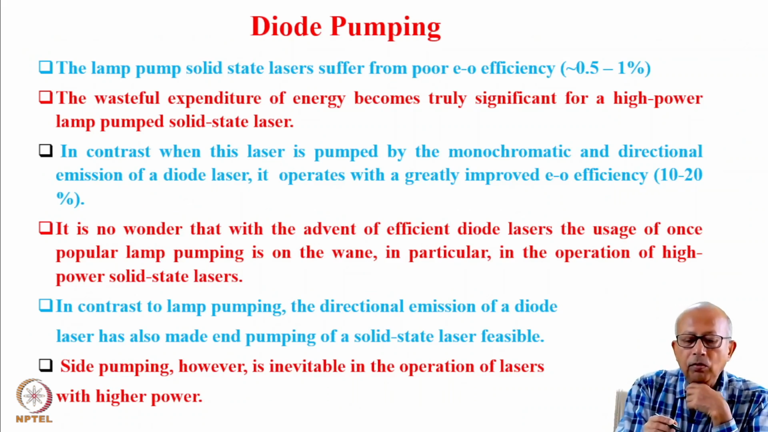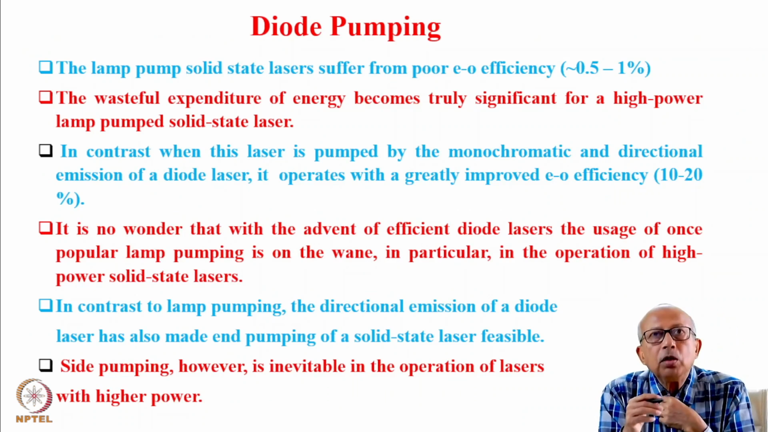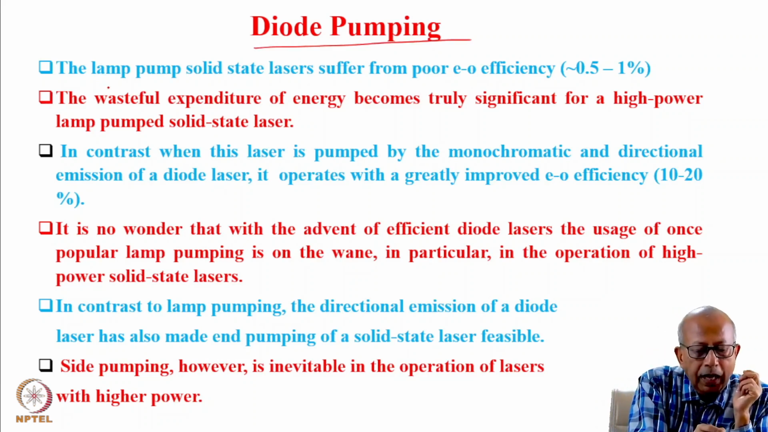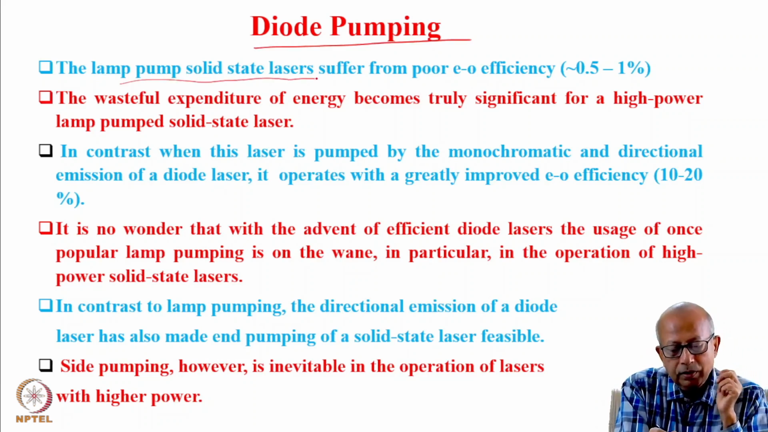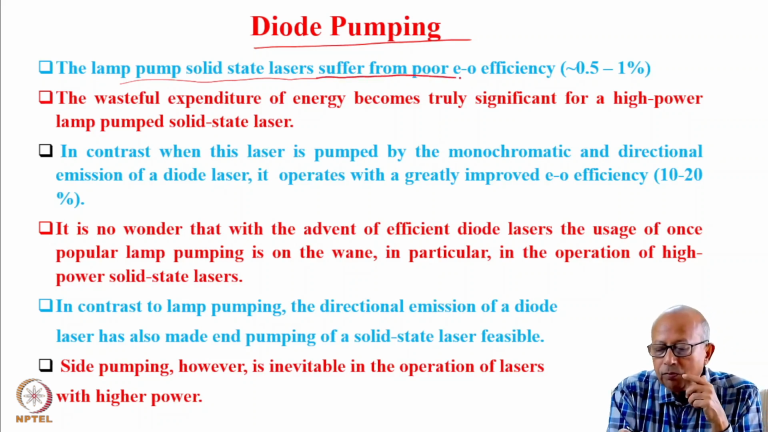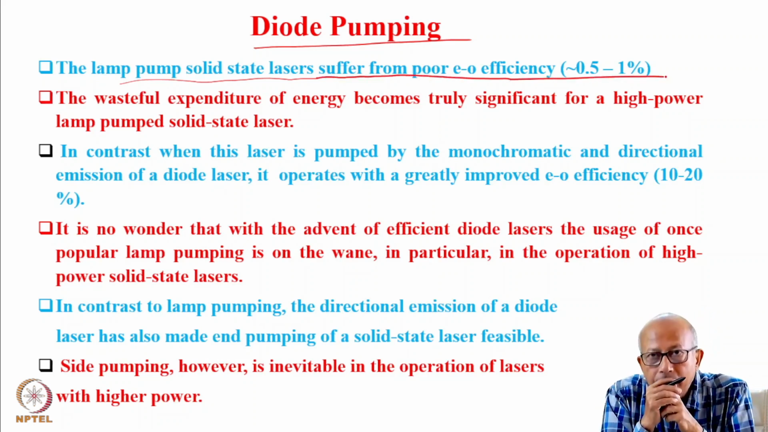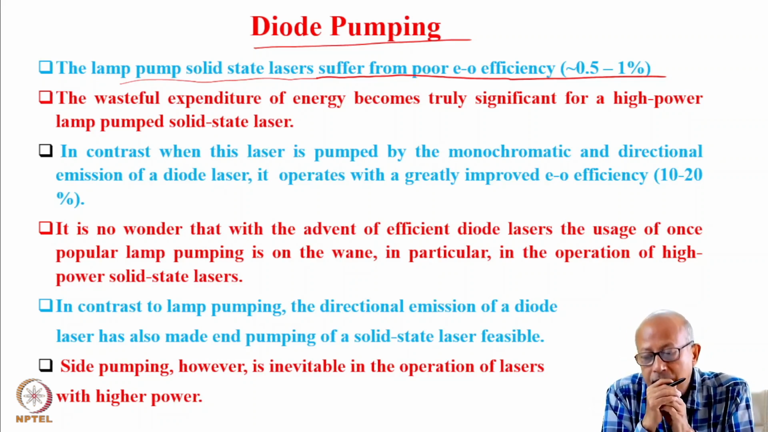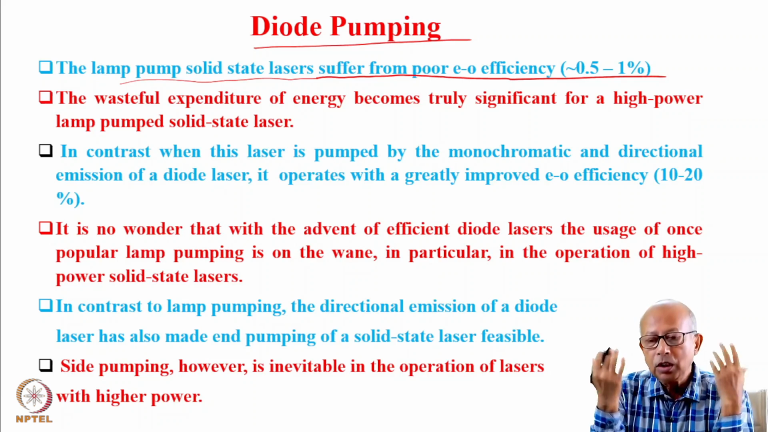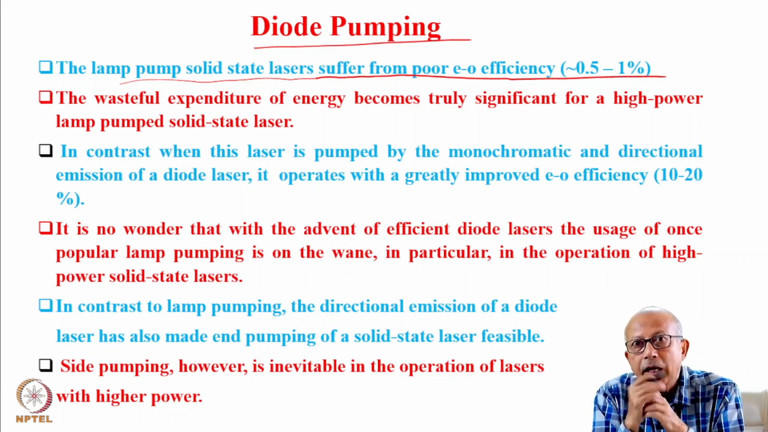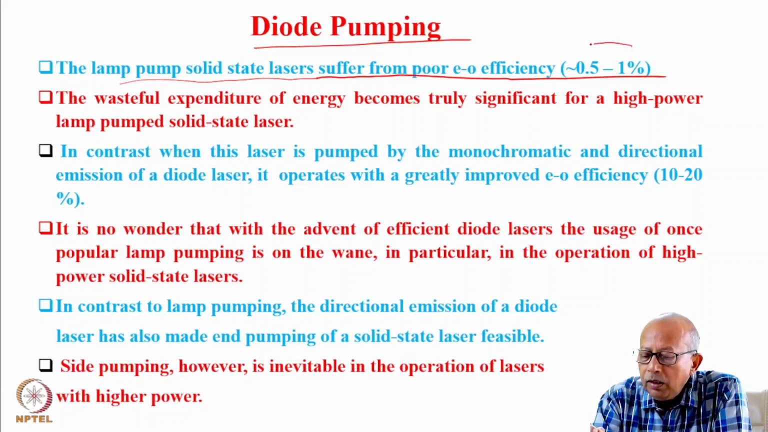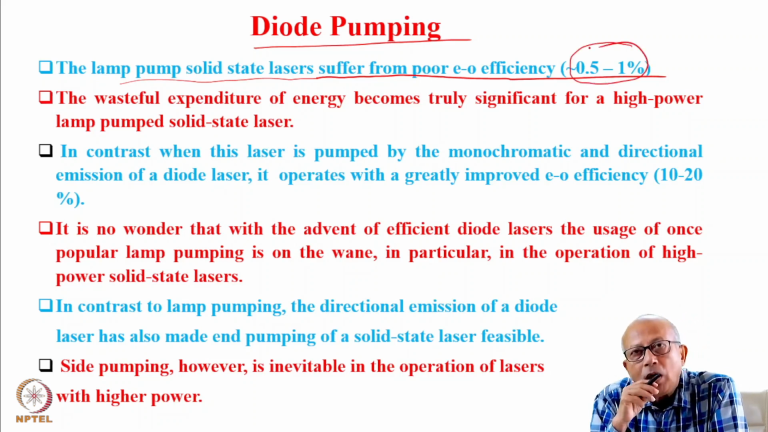Now, against this background, let us turn our attention to pumping a solid-state laser with the help of a diode laser. We say the lamp pumped solid-state lasers quite expectedly suffer from poor electro-optic efficiency because the pump photons are not very effectively utilized here. A lot of pump photons just escape absorption. And the electro-optic efficiency normally lies between 0.5 to 1%, very low efficiency.